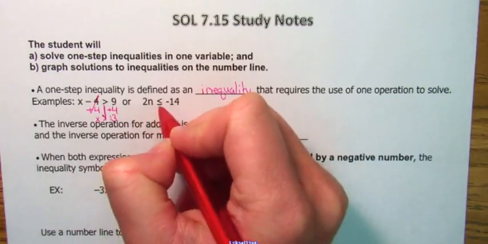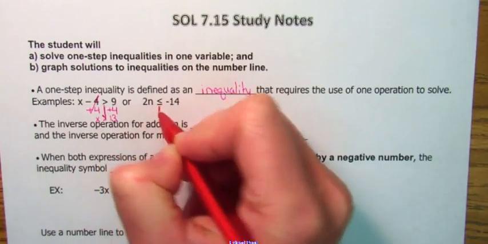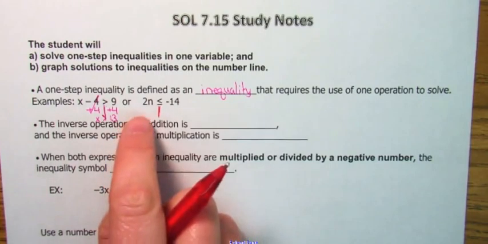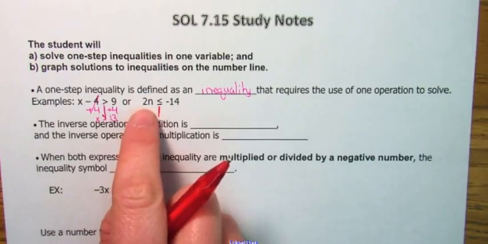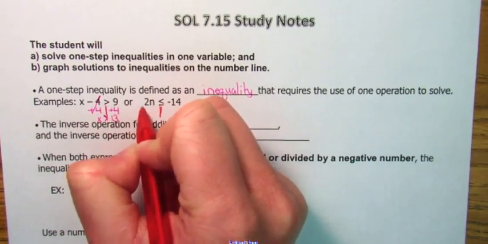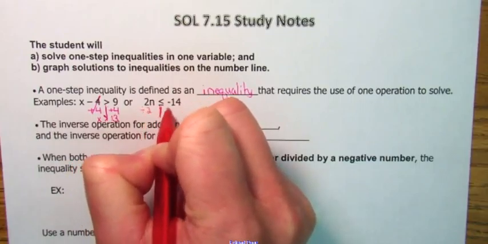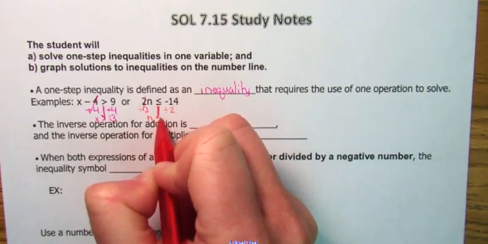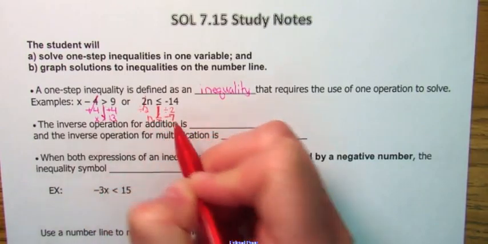Let's look at the next one. 2n is less than or equal to negative 14. To solve this one, we think about what it means when two things are touching. It means multiplying. So the opposite of multiplying is dividing. I'm going to divide by 2, and I'm left with n is less than or equal to negative 7.